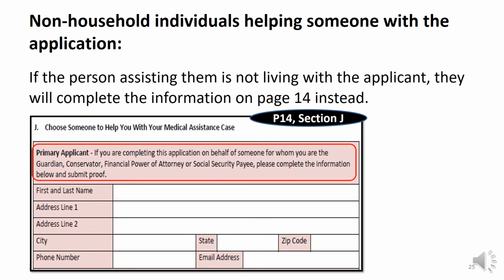Non-household individuals helping someone with the application: if the person assisting them is not living with the applicant, they will complete the information on page 14 of the application instead. And if you do claim that you are a guardian, a conservator, you hold DPOA, or you're a payee, you're also going to want to be sure to submit proof with the application that you are who you say you are.